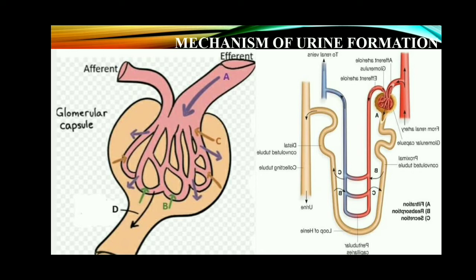Finally, the urine passes into the collecting duct. This collecting duct opens into the renal pelvis. Through the ureter, it enters the urinary bladder. When the urinary bladder is filled with urine, it is expelled out through the urethra. This process is called micturition. A healthy person excretes 1 to 2 liters of urine per day.